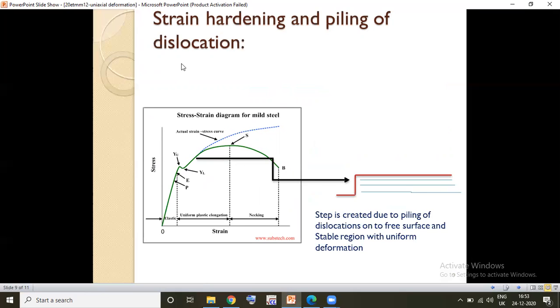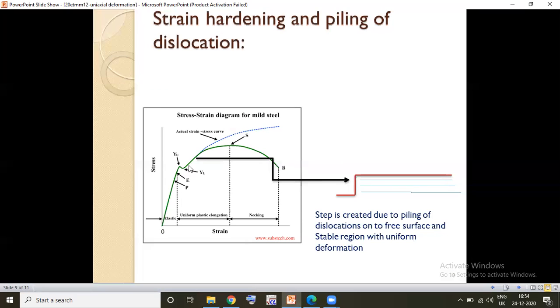You can see that here the strain hardening and the piling of dislocations are taking place. As the dislocations move to the free surface of the material, due to the so many dislocations at the surface, they need a certain energy or a certain force to come out of the surface. This energy is provided, and you see an increase in the strength of the material in this region. So this movement of dislocations is seen as a step due to the piling of them.